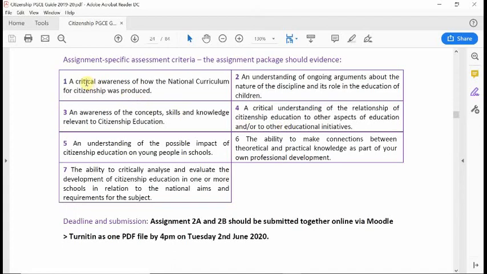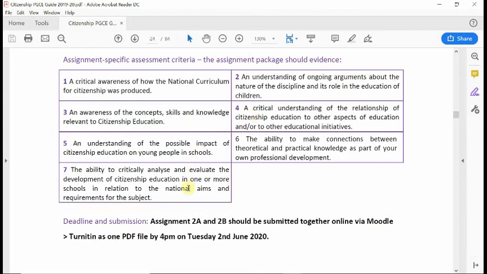Again, your history of citizenship education elements can come out here, and some of the skill-based things and some of the ongoing arguments. But these areas are the key critical things in your 3,500 word essay. So, for example, evaluating citizenship education and making connections between theoretical and practical comes out in your reflection, as does these three in your actual main assignment.